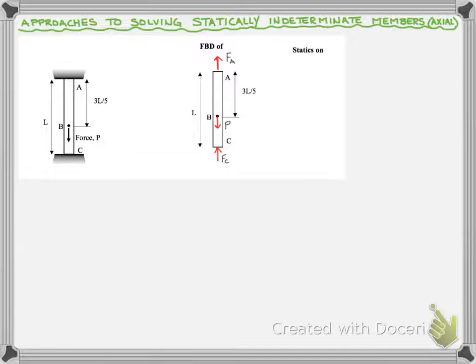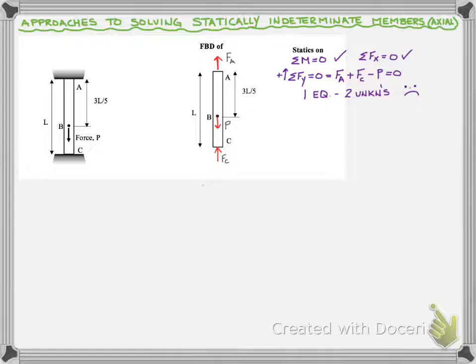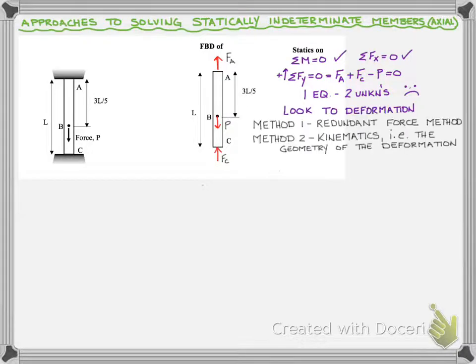So when we go to do our statics on this problem, obviously summing forces in the x and summing moments give us zero, and so all we're left with is to sum forces in the y. So we have force at A plus force at C minus P equals 0, and we have one equation and two unknowns. So that leaves us trying to look for another way to get another equation, and we want to again turn to the deformation.